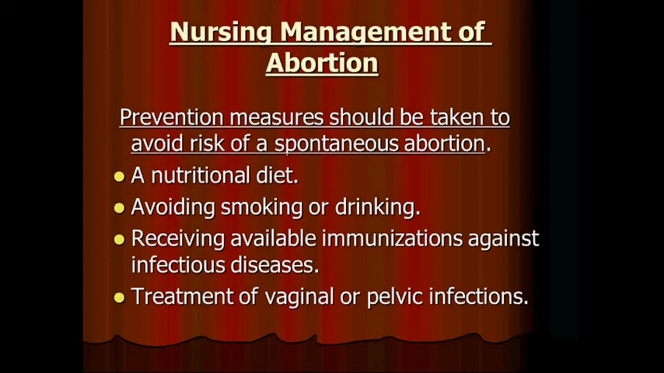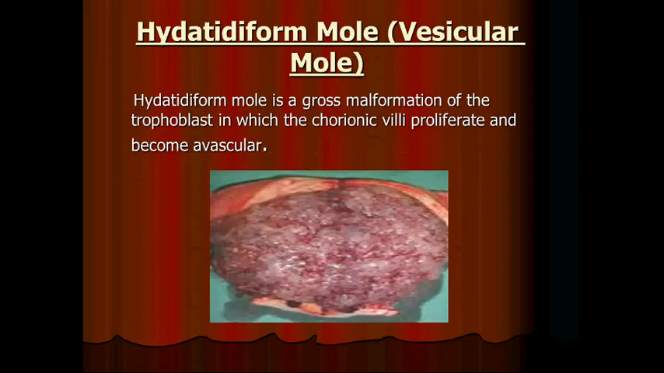Nursing management of abortion. Preventive measures should be taken to avoid the risk of spontaneous abortion: a nutritional diet, avoiding smoking and drinking, receiving available immunizations against infectious diseases, and treatment of vaginal or pelvic infections.